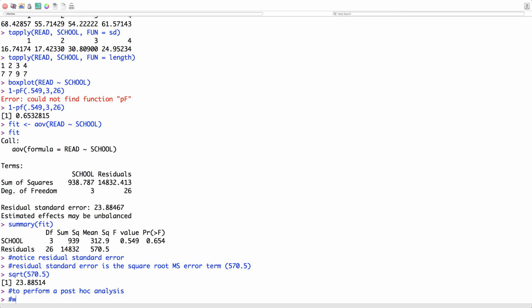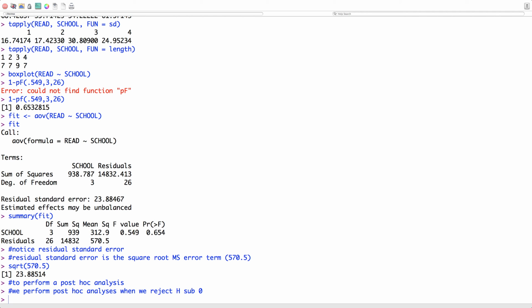Now, first of all, we perform post hoc analysis when we reject H sub O. Now, we didn't do that here, so the post hoc analysis, finding the pairs of means that are statistically significant, is a moot issue because we didn't reject the null. So we determined there's no statistically significant pairs of means, so we don't need to look for those. But what if we did? So let's just assume that we did reject the null and we needed to perform a post hoc analysis.